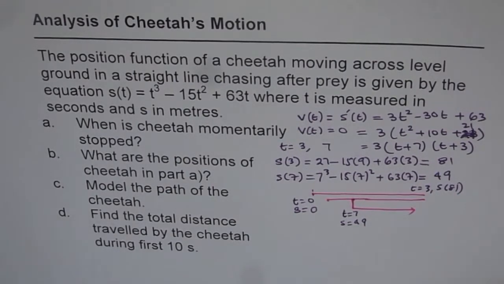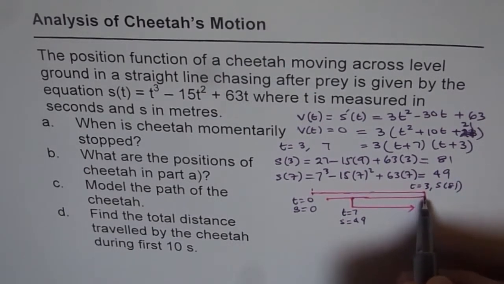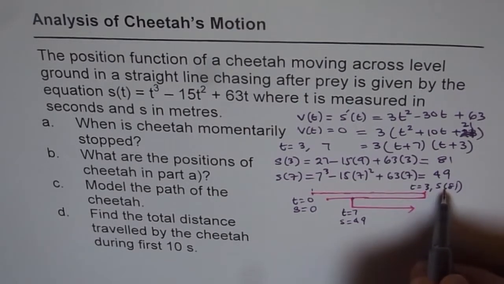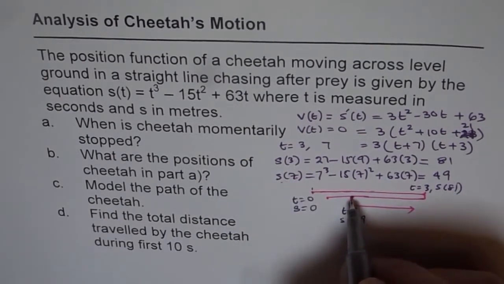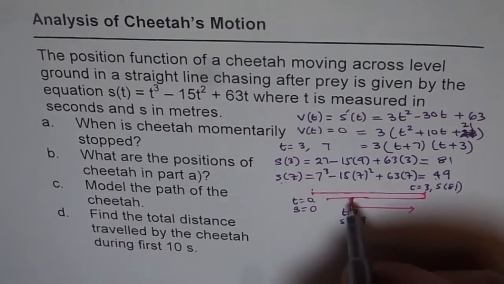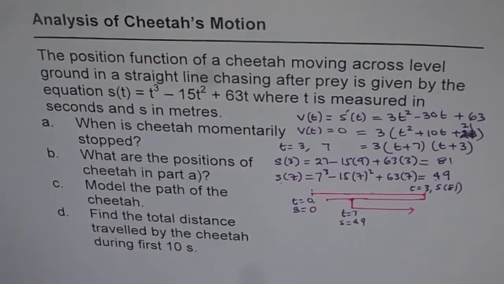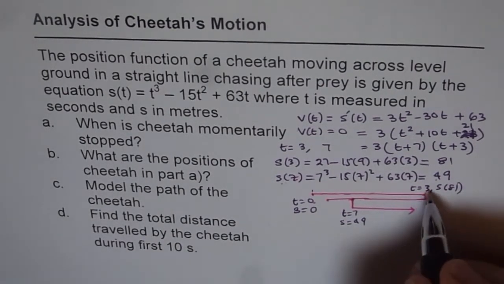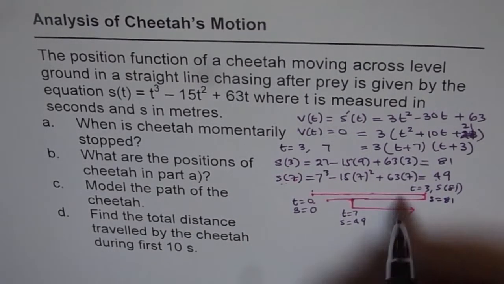Now let's see. It starts at t equals 0 and goes in one direction, which we are calling the positive direction, for 3 seconds, and in these 3 seconds the distance covered is 81. Then from there it turns back, and after 4 seconds, which makes it t equals 7, it is 49 meters away from the initial position. And then again it turns. So the displacement at t equals 7 is 49, and the displacement at 3 is s equals 81. So that is our path.